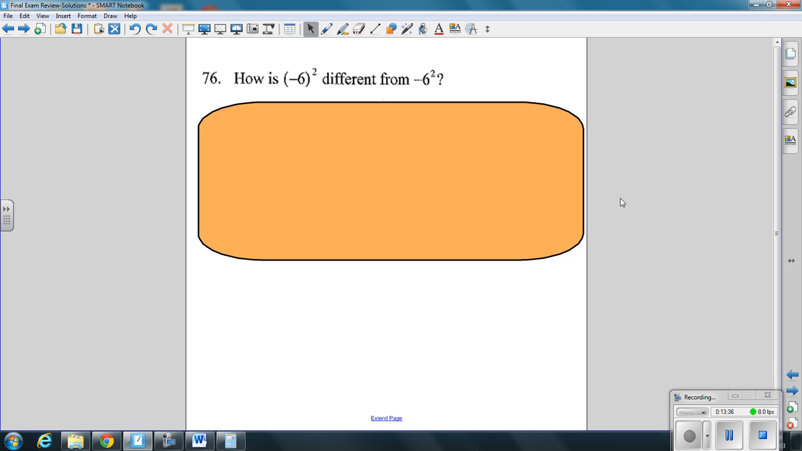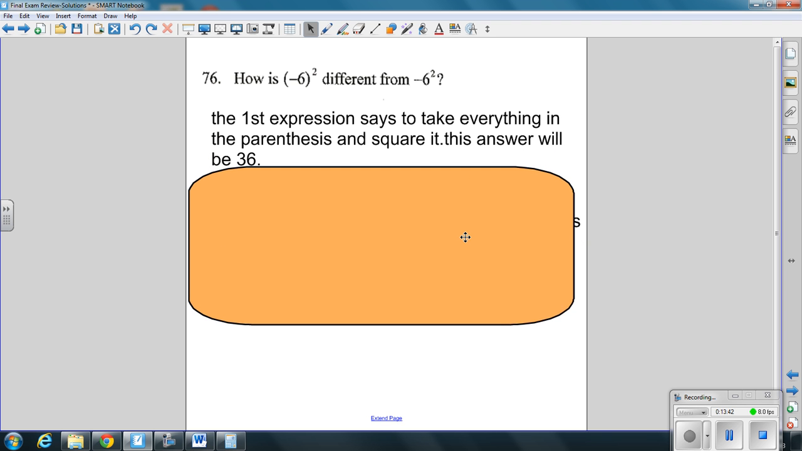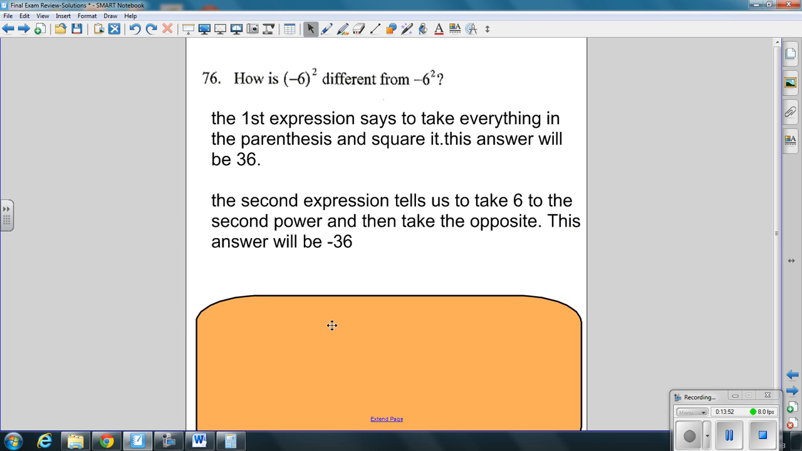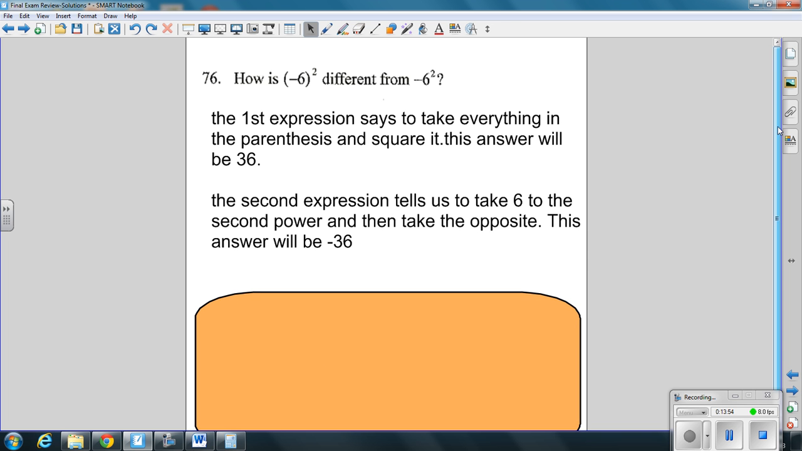76. How is negative 6 squared in parentheses different from negative 6 squared with no parentheses? Well, in the first expression, it says to take everything in the parentheses and square it. So this means negative 6 times negative 6, which is 36. In the second one, it's telling us to take 6 to the second power and then take the opposite of that answer. So this solution would be negative 36.